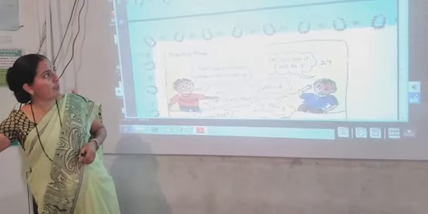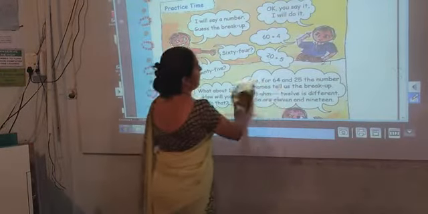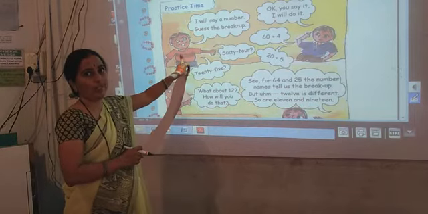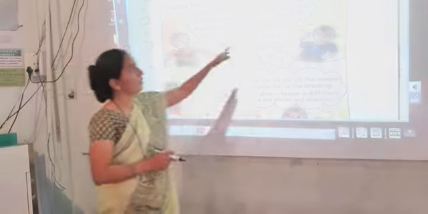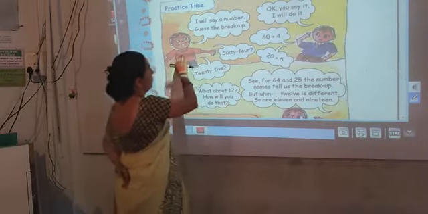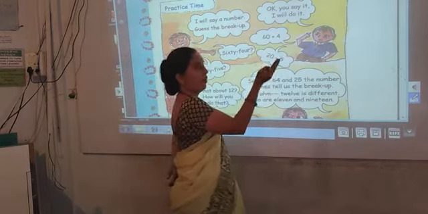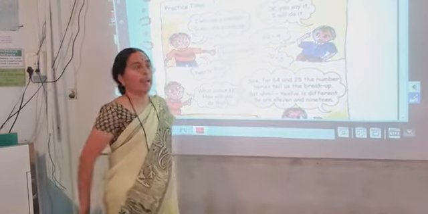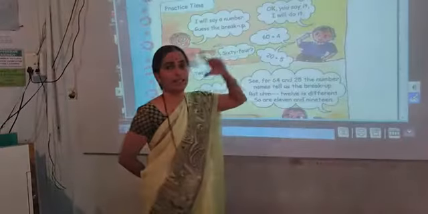Now see page number 58. Now it's practice time. I will say a number. Guess the breakup. Now this boy said, I will say a number, you guess that number and break it up. Then he says, okay, you say it, I will do it. Then he said 64. Then she said 60 plus 4. So he said the number 64, and this girl broke up that number and said 60 plus 4.